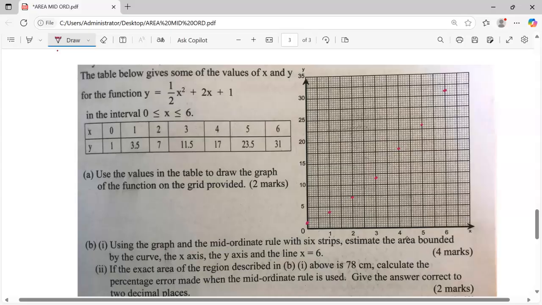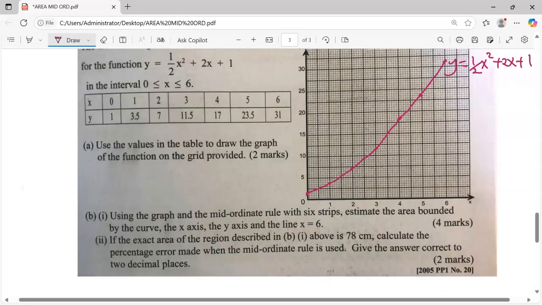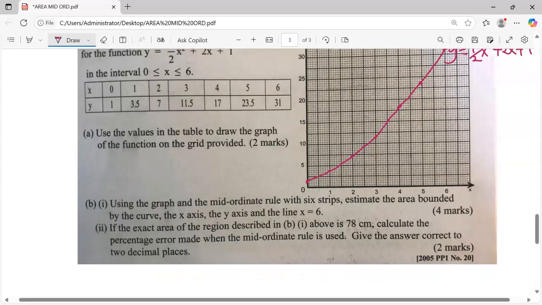Once we have done that, now we join all the plotted points like this. And that is the curve for the function y is equals to half x squared plus 2x plus 1. We move to part B of the question that says, using the graph and the mid-ordinate rule with 6 strips, estimate the area bounded by the curve, the x-axis, the y-axis, and the line x is equals to 6.